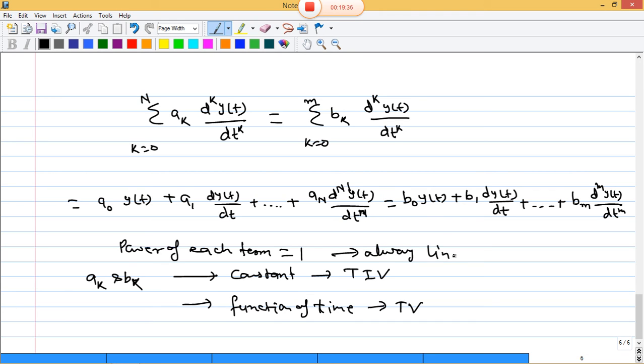So if any continuous LTI system is represented in differential equation form, then we can say whether this system is linear and time invariant or not. For linearity, just check the power of each term. If it is 1, then linear, and if it is other than 1, then non-linear. If the a_k, b_k coefficients are constant, then time invariant. If they are functions of time, then time variant. So we can check if the system is represented in differential equation form.